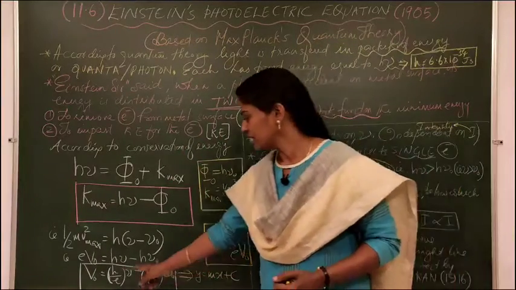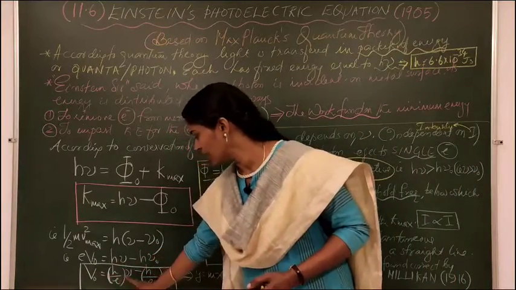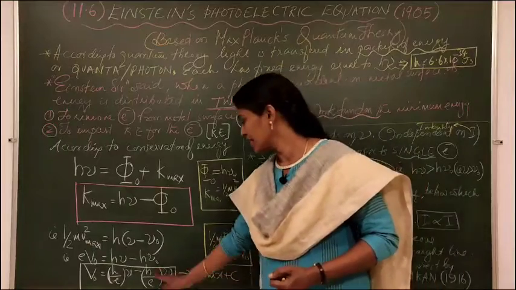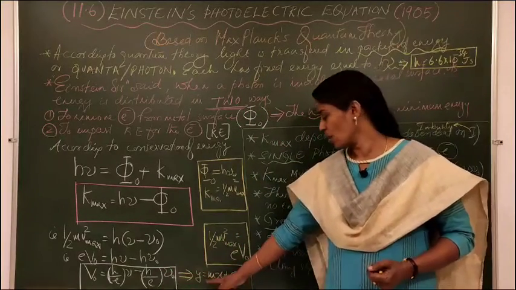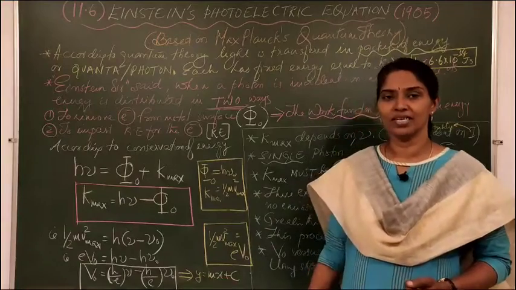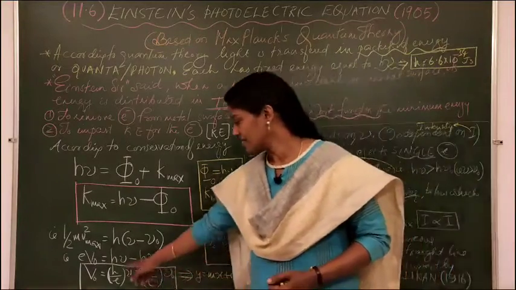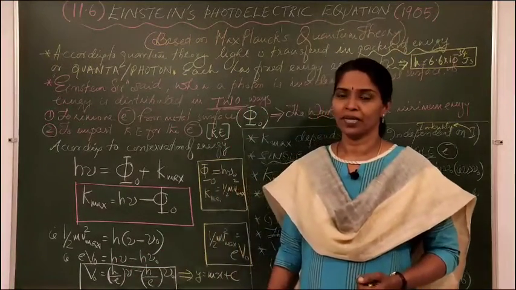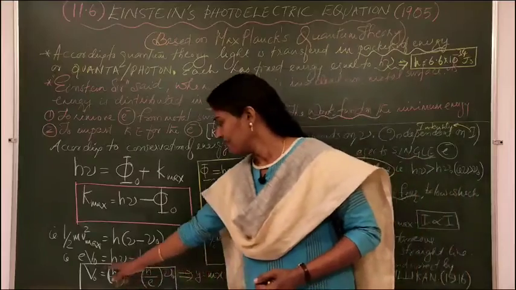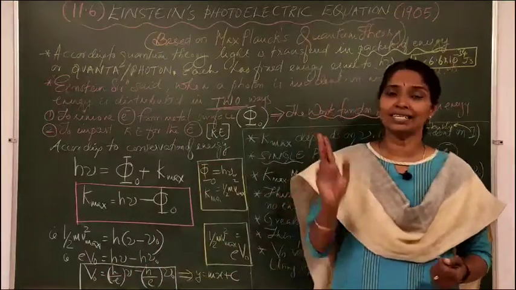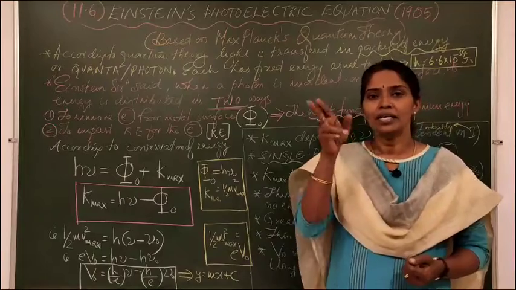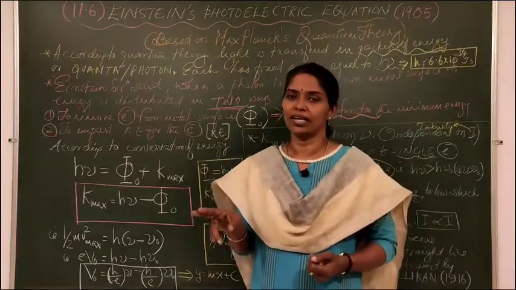Now from this equation, V0 equals h by e nu minus h by e nu 0. So this is of the form of a straight line, y equals m x plus c, with the slope m as h by e. We already have drawn the graph where V0 and nu form a straight line, or have a directly proportional relation.